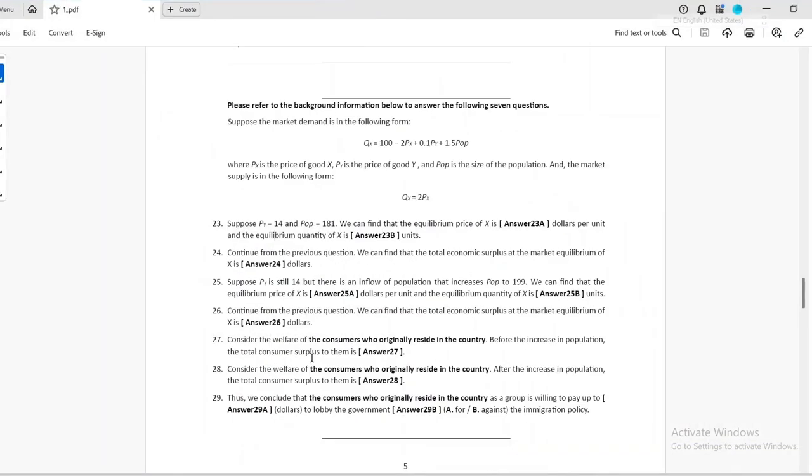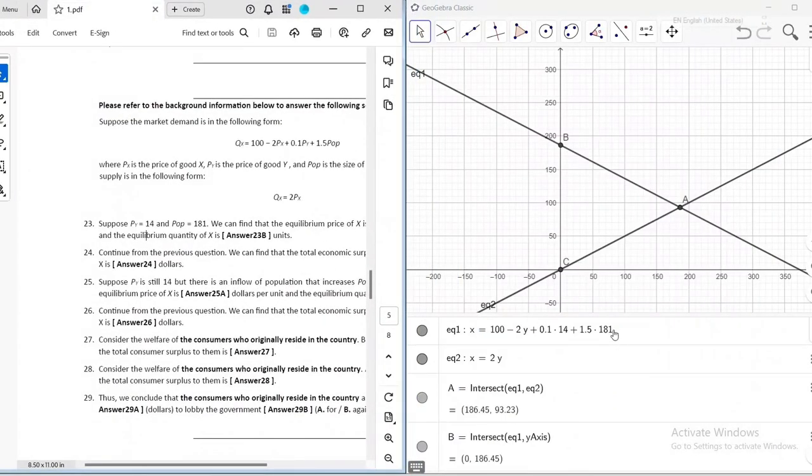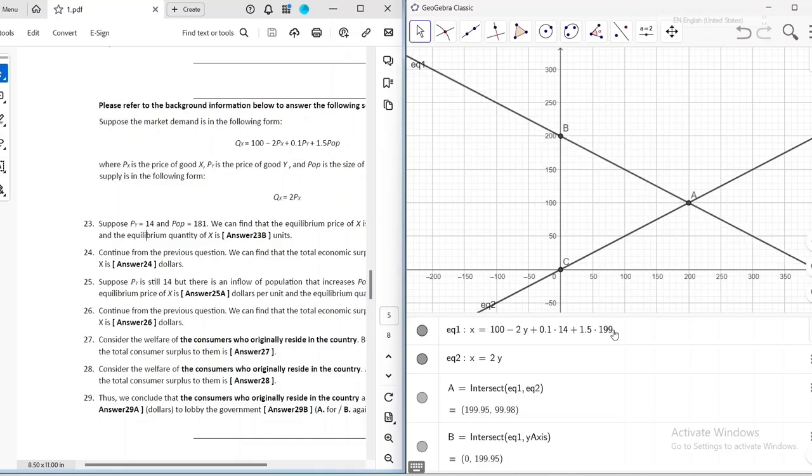And in the next question, Py is still 14 and there is an increment in the population to 199, and we are asked to calculate the equilibrium price and quantity. So I'm going to change the population here to 199. Okay, so as you can see, the equilibrium price and quantity has changed here. So quantity is 199.95 and price is 99.98. So this is your answer.